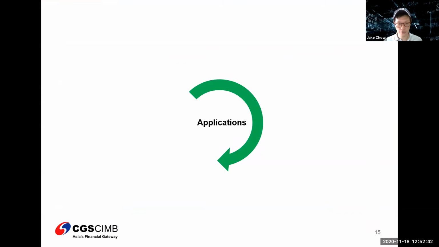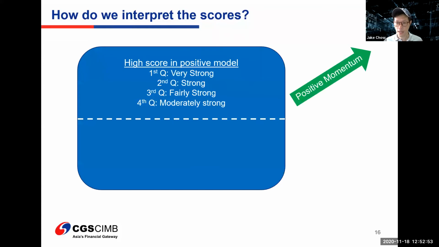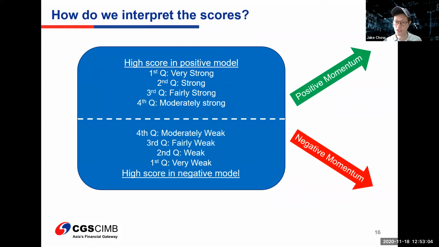And of course, applications: how someone would interpret these scores. In the positive model, the first quartile represents the strongest momentum, and the fourth quartile represents the least strong positive momentum in the universe. And in the negative model, the first quartile is the weakest momentum, while the fourth quartile represents the least weak stocks in that universe.